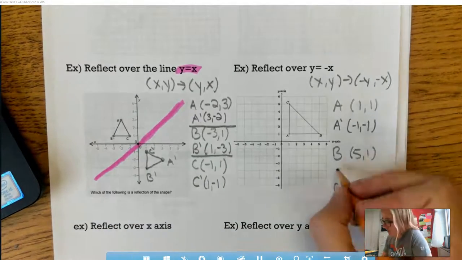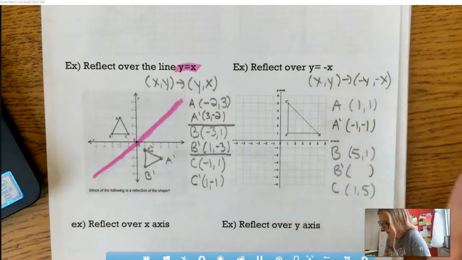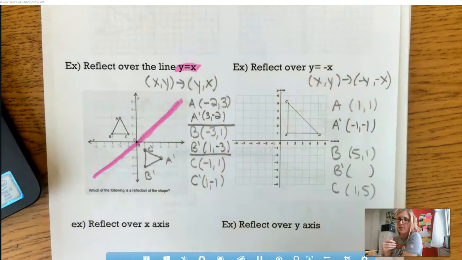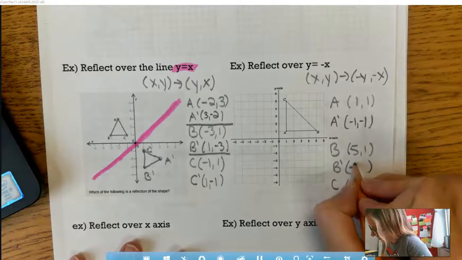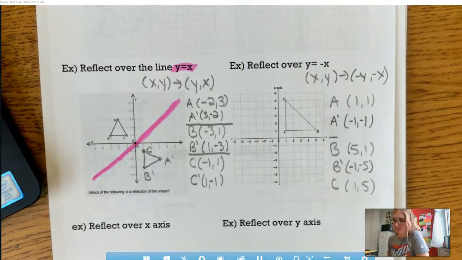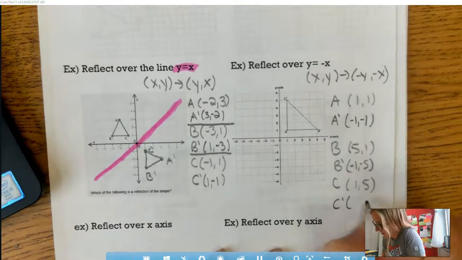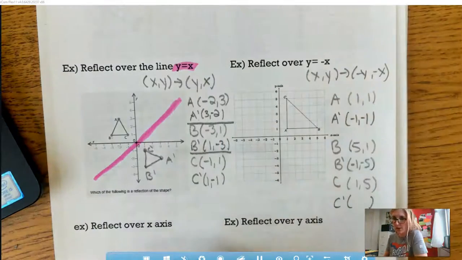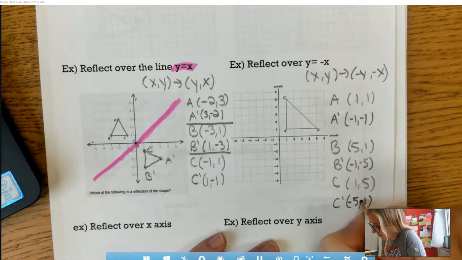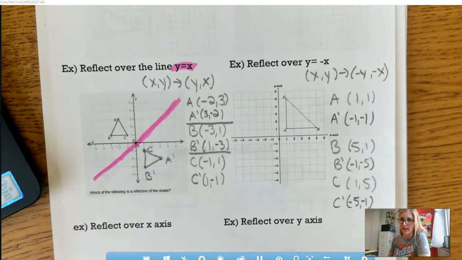All right, let's do the same for B. I'm going to flip them, so the 1 comes first and the 5 comes second, and then I change both their signs. So negative 1, negative 5. All right, now with C, flip them and change the sign. 5 comes first now, and the 1 comes second, and they're both positive, so they both become negative.